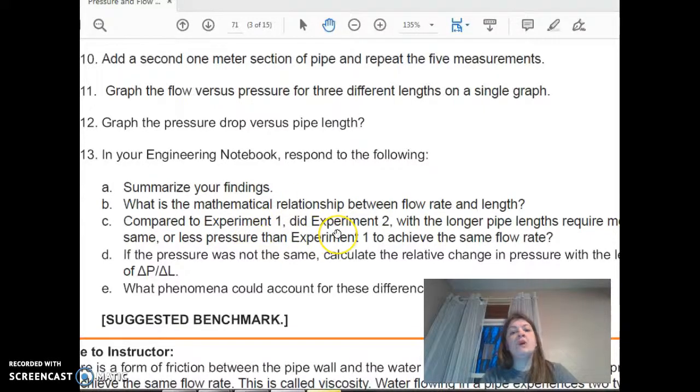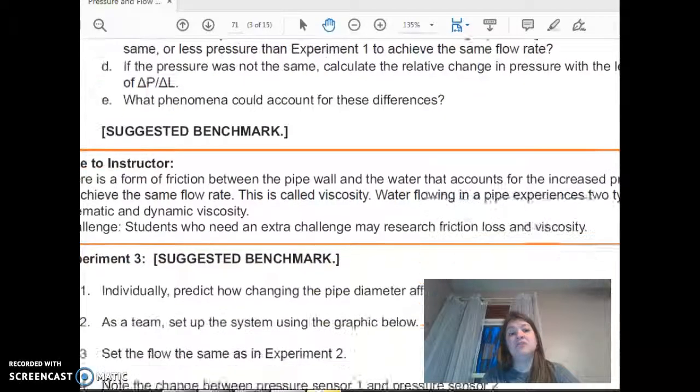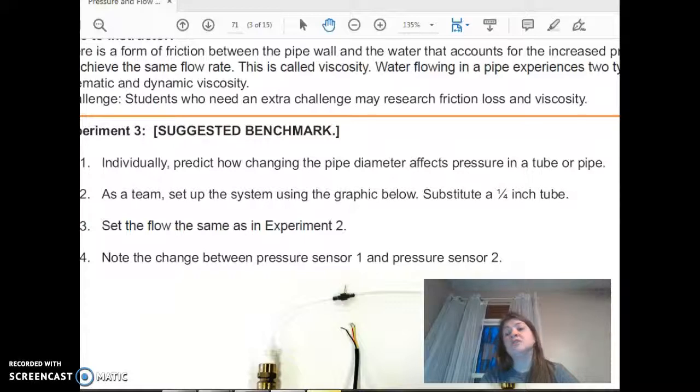Then compare experiment one and experiment two, and talk about the pressure. How does the pressure change? And then if the pressures are not the same, you're going to calculate relative change in pressure. So you're going to take change in pressure divided by change in length, and then talk about that. I think that should be pretty easy for you to do. Make sure you're getting those down in your engineering notebooks because you won't remember later.